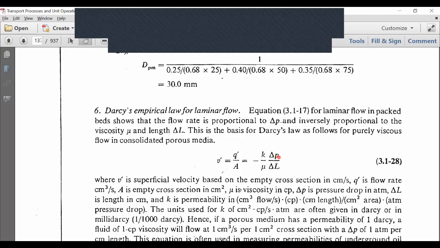So instead of using 3.117 for laminar flow past immersed objects with a very small diameter, we will use Darcy's empirical law. We will use this to find the pressure drop or the permeability coefficient and so on.